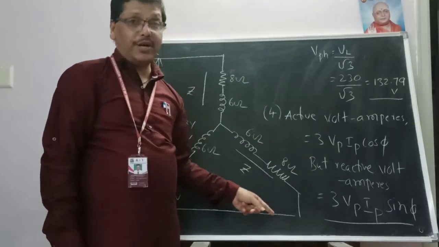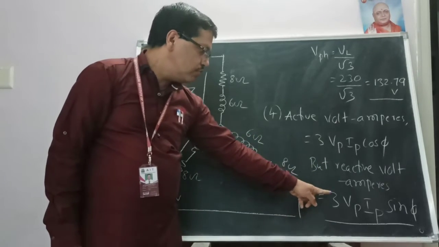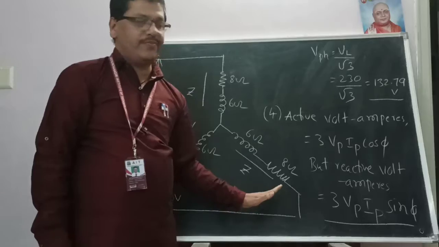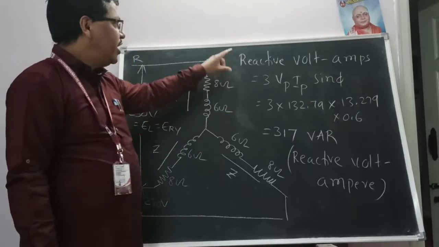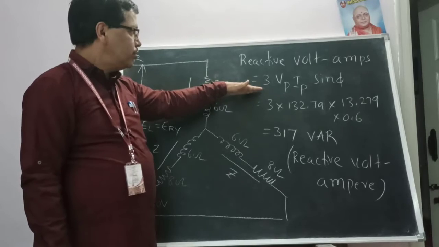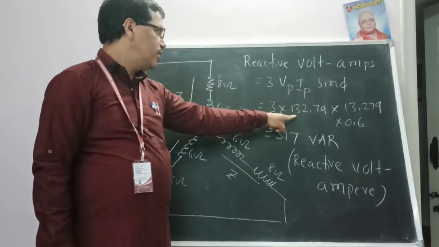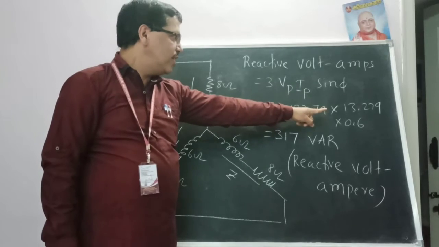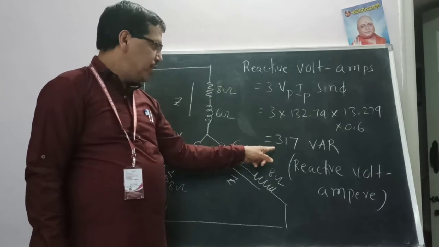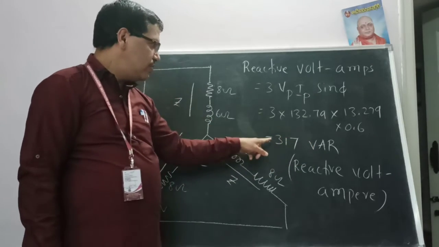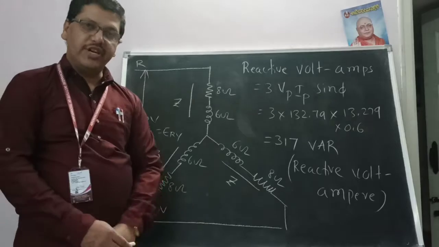But the reactive part, reactive volt amperes, is equal to 3 into V phase I phase sin phi. Here it was cos phi, here it is sin phi. So reactive volt amperes is 3 into V phase I phase sin phi. That's why 3 as it is, V phase 132.79, I phase is 13.279, sin phi is 0.6. The answer we need to write in terms of var, 317 var. The long form of var is reactive volt amperes.